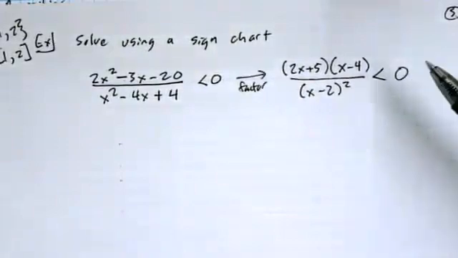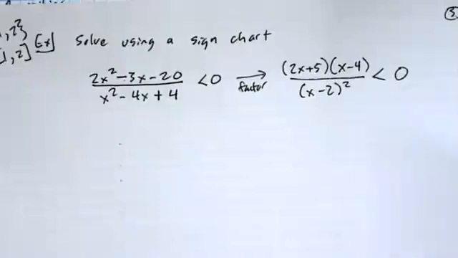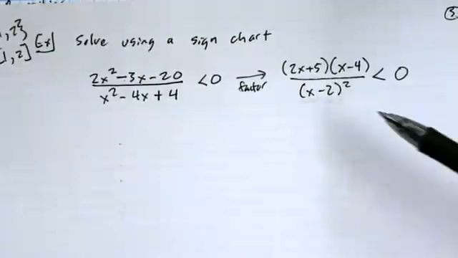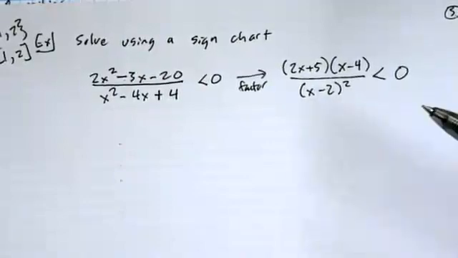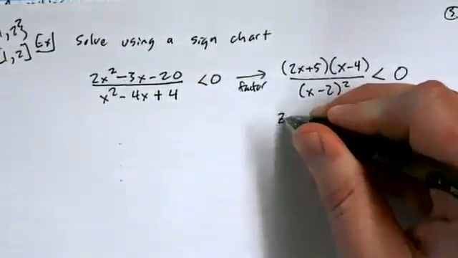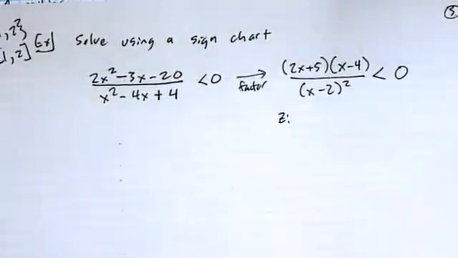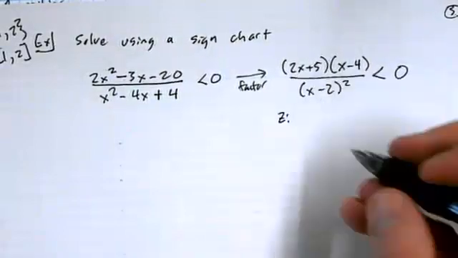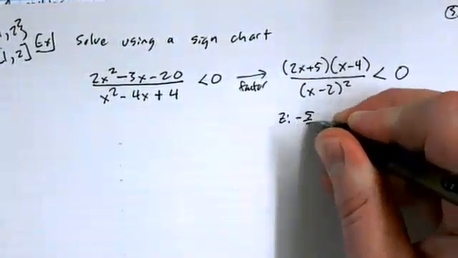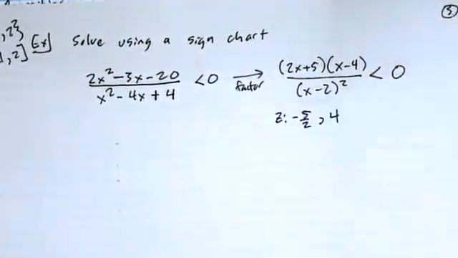All right. Before we make our sign chart, though, we need to know our important values. Now, when it comes to rational functions, we need both zeros and vertical asymptotes because stuff can happen at those 2 things. So let's make a list of zeros. Those would come from our numerator. -5/2 and +4 would be my zeros.